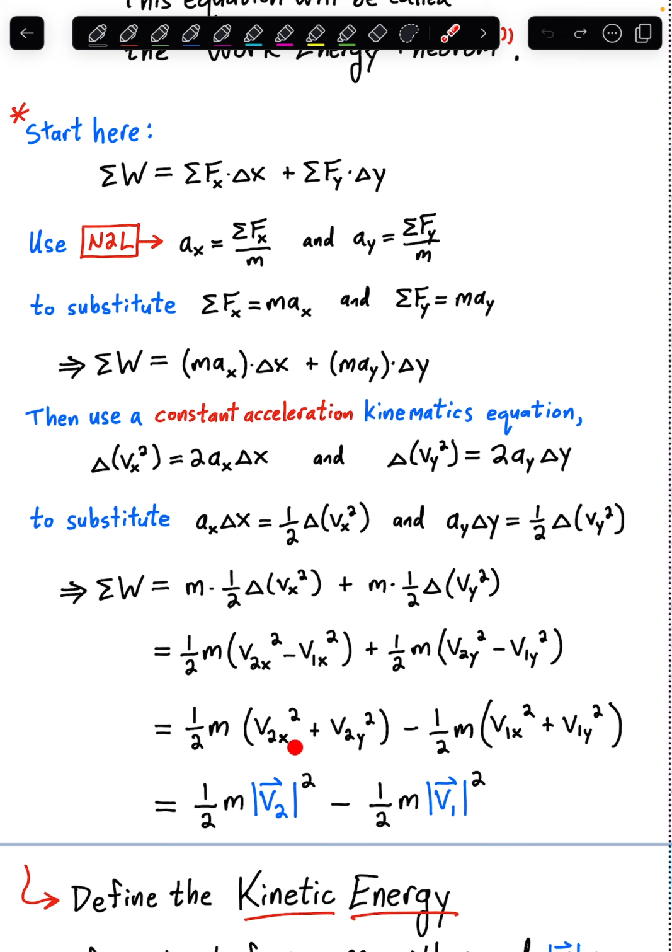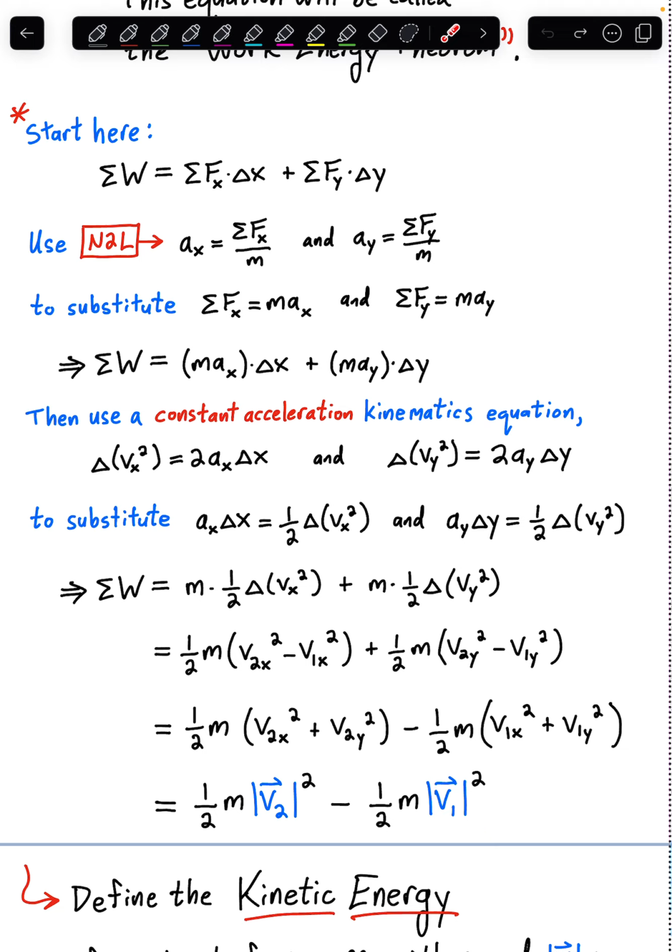And we see that we've got actually, by Pythagorean theorem, v final x squared plus v final y squared. Well, that's just our final speed squared. And likewise, v initial x squared plus v initial y squared, that's just our v initial squared. So the net work simplifies down to this, the difference between the final value of 1/2 mv squared and the initial value of 1/2 mv squared.